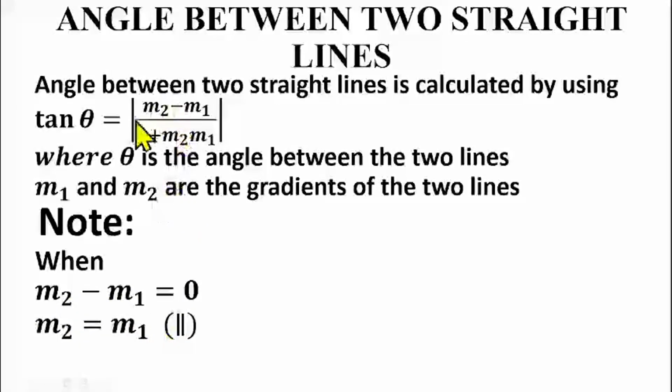So when I have that the gradient m2 minus m1 gives me 0, that means automatically the angle between them is equal to what? 0 degrees. So I don't need to stress myself because of those students that are writing JAMB. They can test you on this.